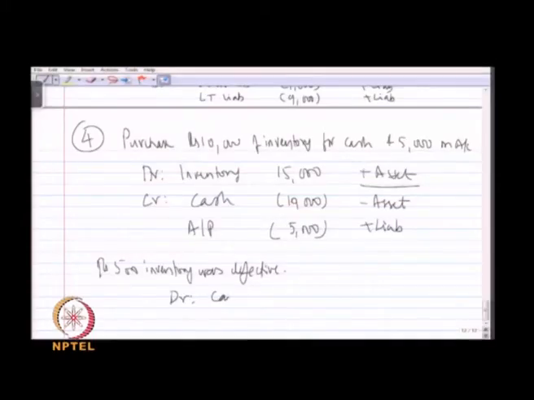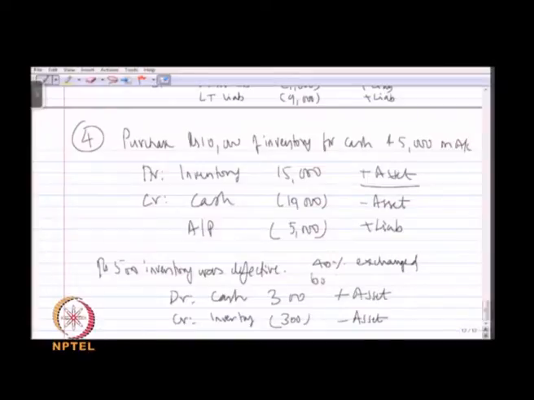So, you will have debit cash 300, since it is returned, it caused an increase in your asset, and the inventory that you had, you have also returned it, causing a decrease in asset. So, 500 inventory was, as I said, 40% was exchanged and 60% returned for cash. So, you will record it this way.